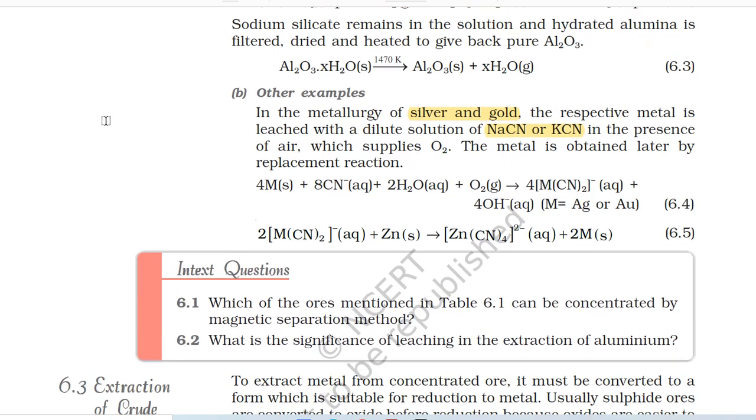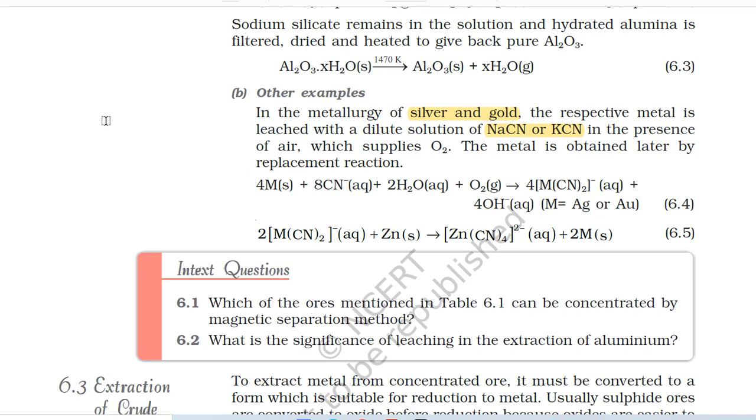B. Other examples. In the metallurgy of silver and gold, the respective metal is leached with a dilute solution of NaCN or KCN in the presence of air which supplies O2. The metal is obtained later by replacement reaction.